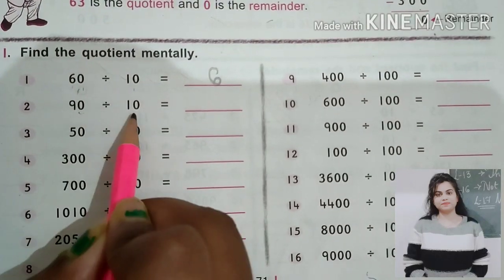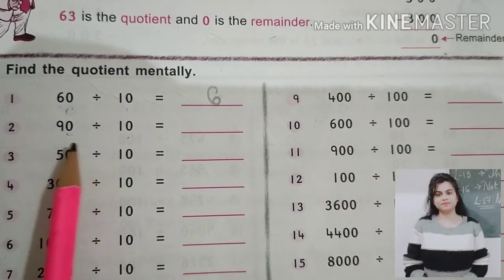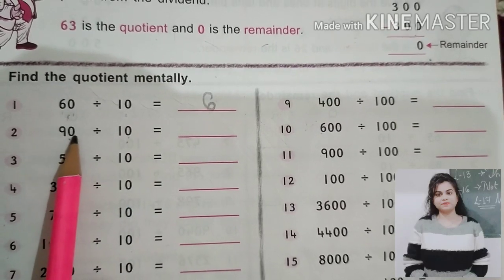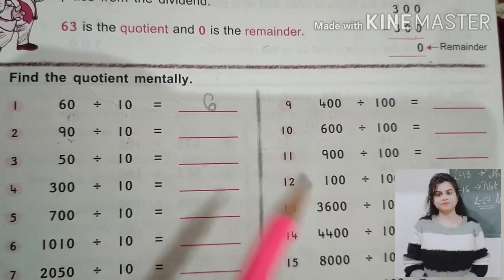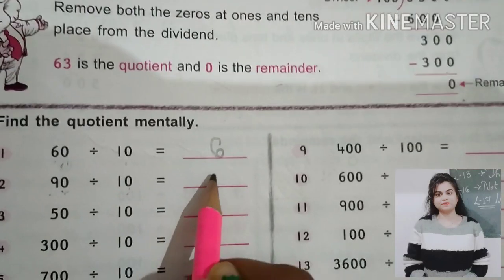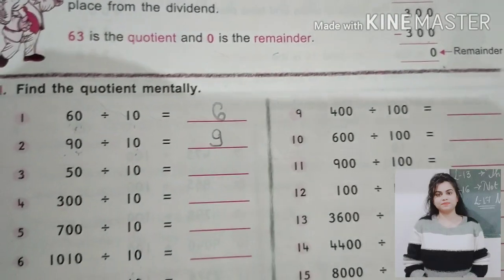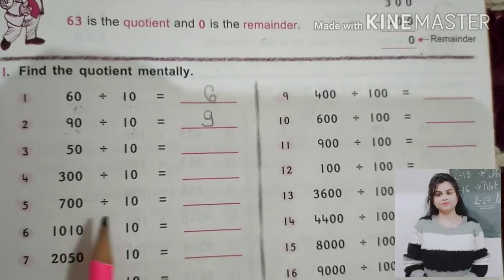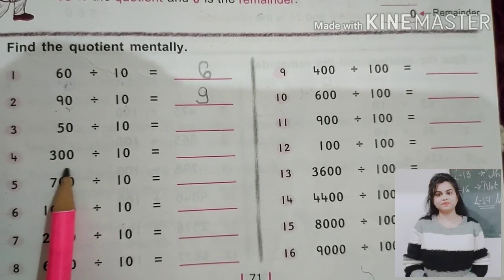Next one is 90 divided by 10. Here also in ones place 0 and you have to divide it with 10. So remove the ones place 0. What you will get? 9. 10 nines are 90. That means 9 is the quotient here.